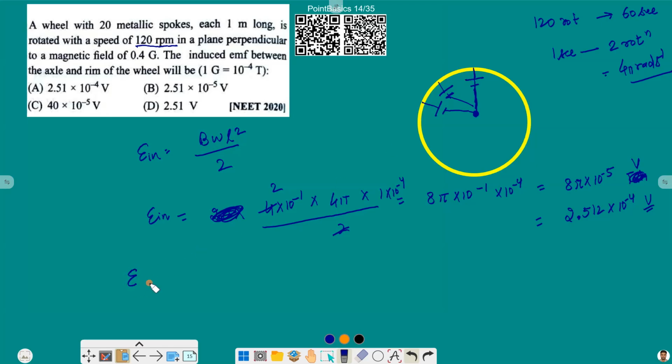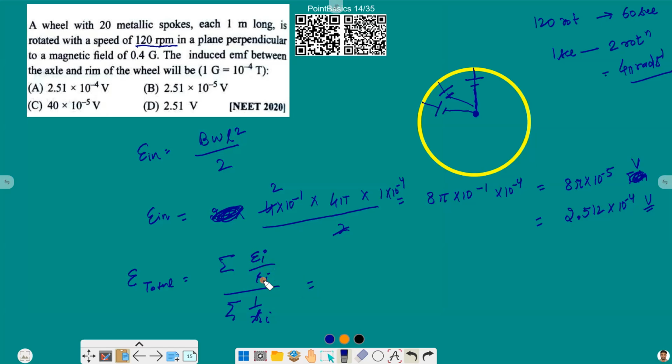In that case, total EMF will be summation of E by R_i divided by summation of 1 by R_i, where R_i is their internal resistance. Now we don't know the value of internal resistance, so we assume it is R.